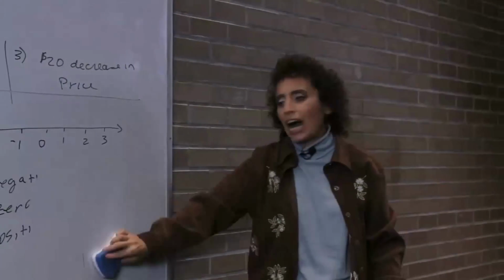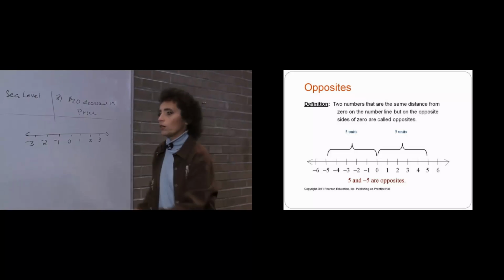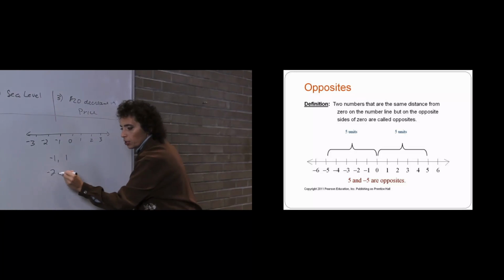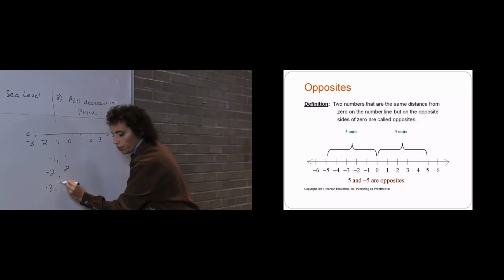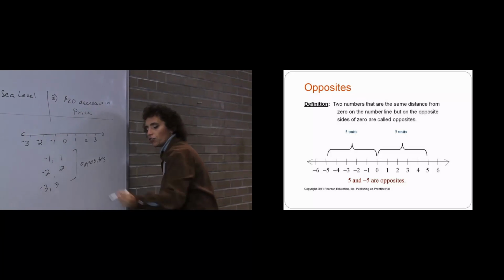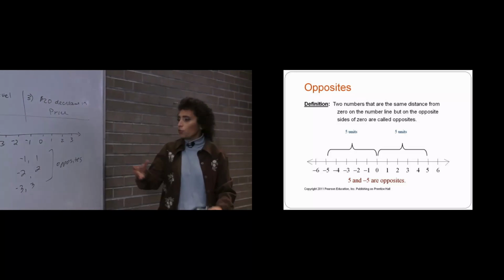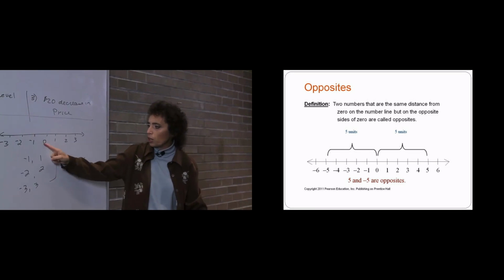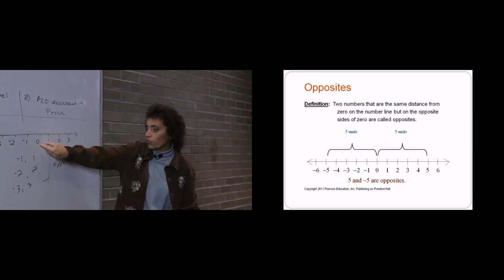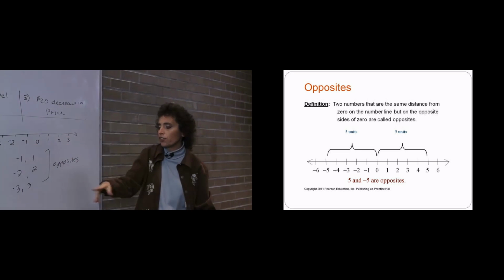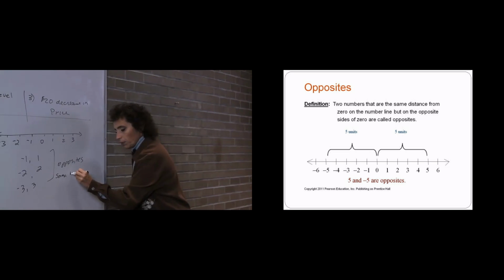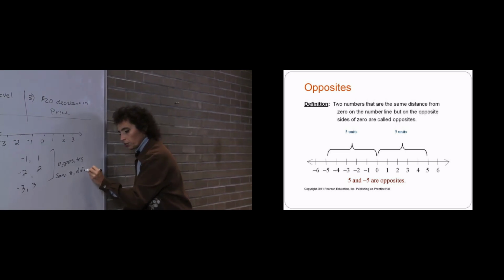Those numbers are called opposites. Okay, so -1 and 1, -2 and 2, -3 and 3. Those numbers are called opposites. And as you see in your workbook, it defines opposites: two numbers that are the same distance from 0, but on the opposite side of 0 on the number line. So 1 and -1 are the same distance from 0, but on opposite sides. They're called opposites. So opposites are the same number, same number, different signs.